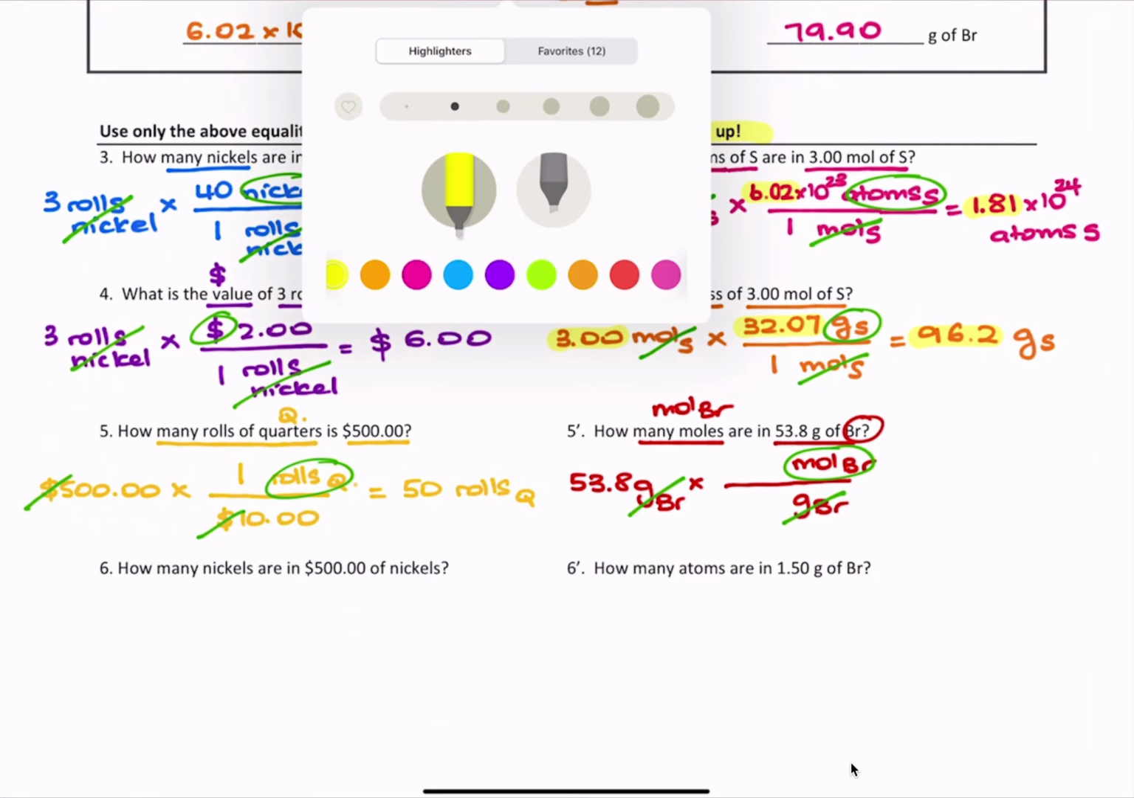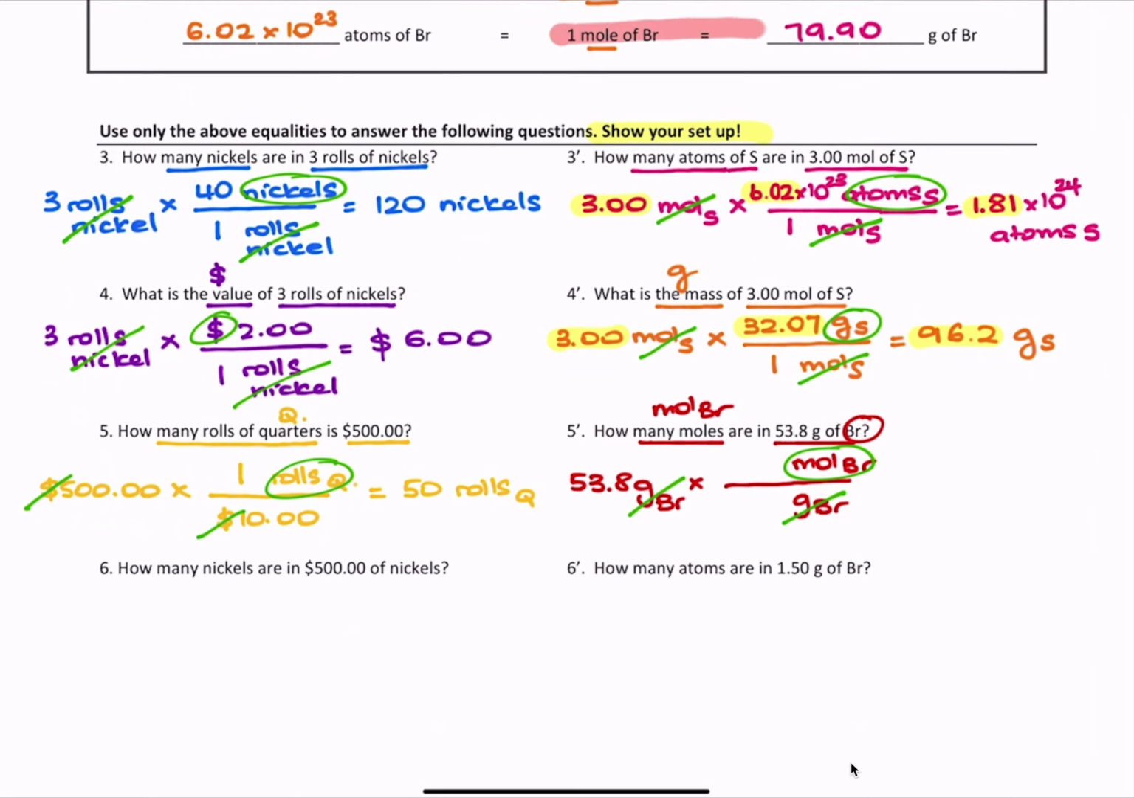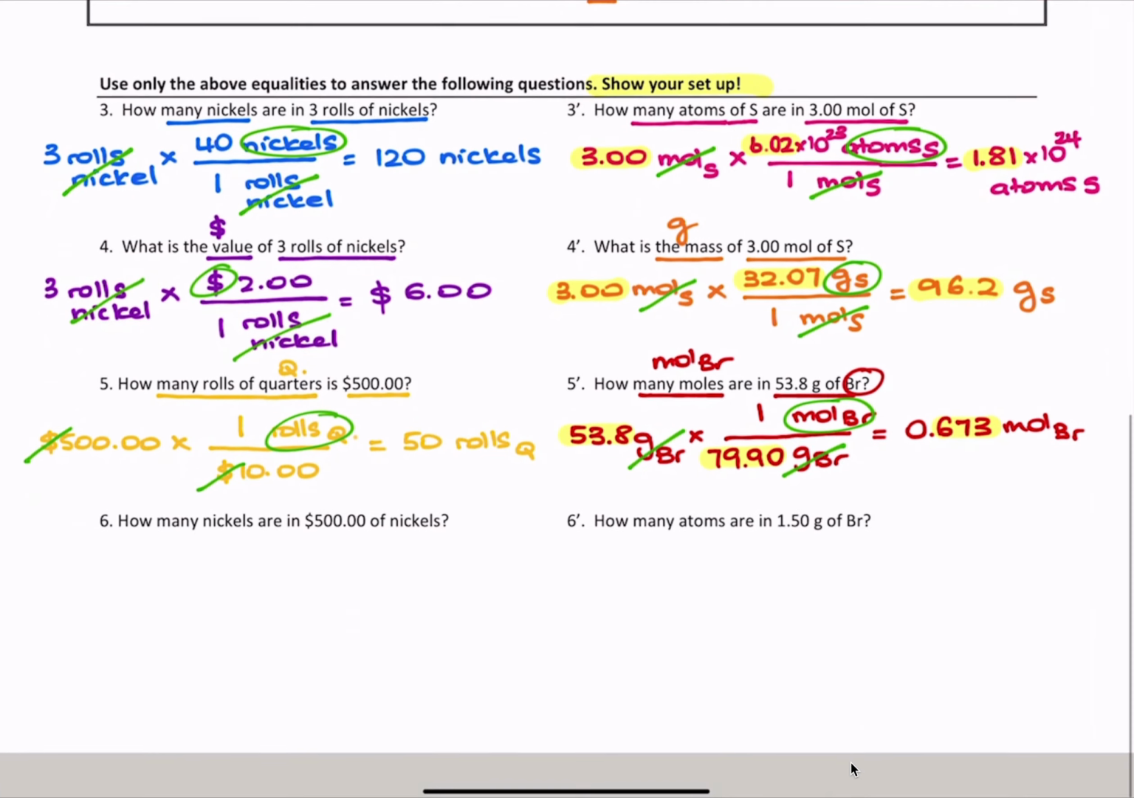We're going to use the relationship at the top from the periodic table, that 1 mole of Br is 79.90 grams. 1 mole of Br weighs 79.90 grams. Plug this into your calculator, and to 3 sig figs, you get 0.673 mole of Br. Again, sig figs wise, notice that I have 3 sig figs here, 4 here. The least amount of sig figs is given for my answer with 3 sig figs.